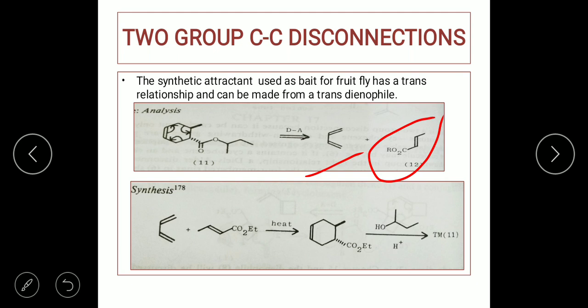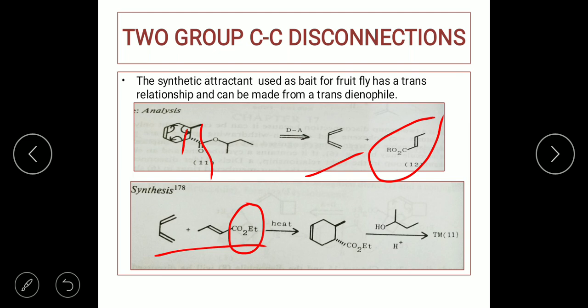So here, once you do the disconnection, it is going to be an alcohol group, and also an ester group. So here you can see in the synthesis how you have the diene and the dienophile. Here the dienophile is, once the disconnection is done, you're going to get a double bond to this carbon atom, and then there's going to be a CO minus synthon. The CO minus synthon's synthetic equivalent would be COOEt.